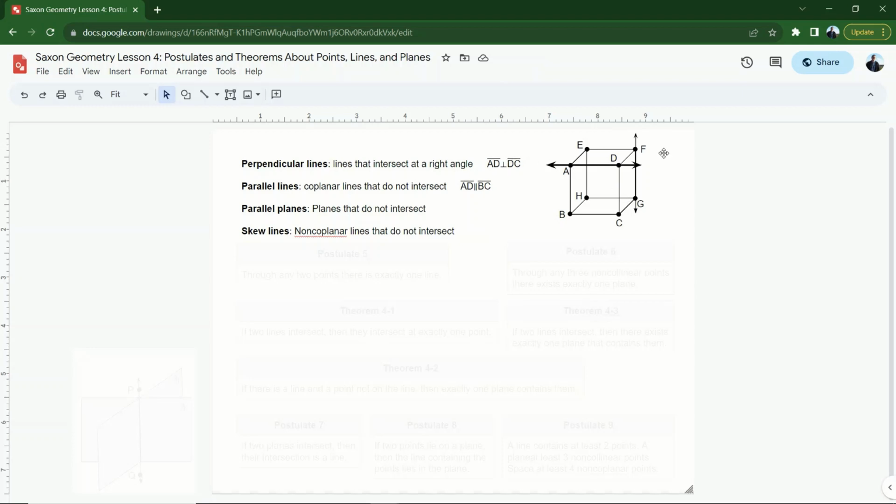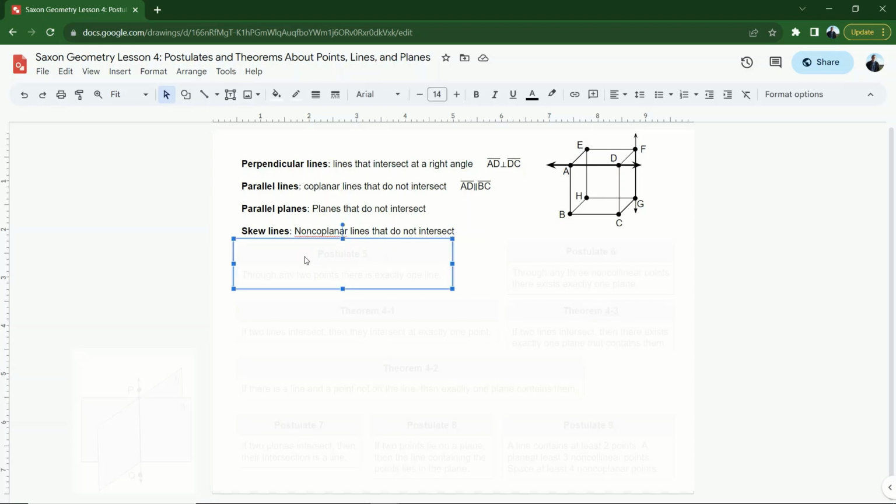Notice that AD is not in the same plane as FG. There's no plane that I could draw that would pass through both of those lines. And they don't intersect. AD misses line FG. It's in front of it. These would be called skew lines. They're non-coplanar, but they still don't intersect. All right, those are the 4 terms I wanted to introduce at the beginning.